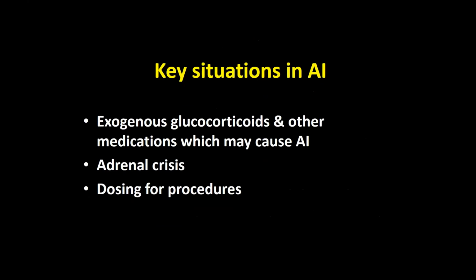So what are the key situations that come up, I think, day to day in adrenal insufficiency that we need to consider? I think exogenous glucocorticoids, as I said at the start, is a really important one. I'm also going to mention other medications which can result in adrenal insufficiency to one degree or another. I think it's important to talk about the patient who's in adrenal crisis. And practically, what we tell patients with adrenal insufficiency when they're dosing their steroids for procedures or other times of illness as well.